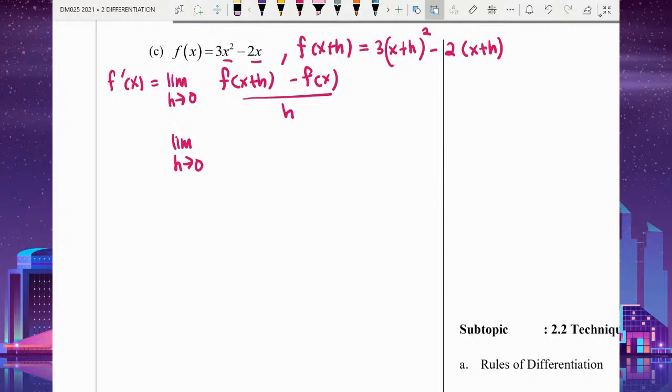Now we are going to substitute f(x plus h). We have 3(x plus h) square minus 2(x plus h), minus what is our f(x)? We write down our f(x): 3x square minus 2x. Dear all, don't forget the minus, and put brackets.